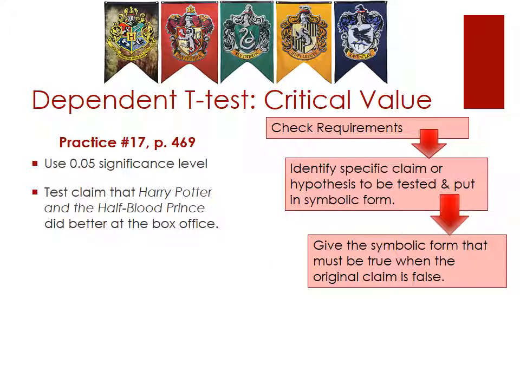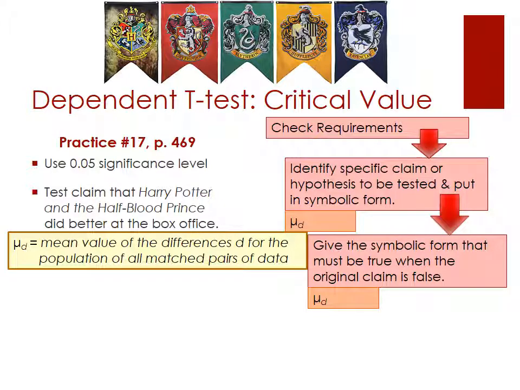Here we need to identify the two different claims that we'll be working with and put them in symbolic form. Now, this is going to be different than what we've seen with the independent t-test. Here we're going to be putting our hypotheses in terms of mu d. This represents the mean value of the differences, the d, for the population of all matched pairs. So instead of mu1 and mu2, here we're looking at mu d.